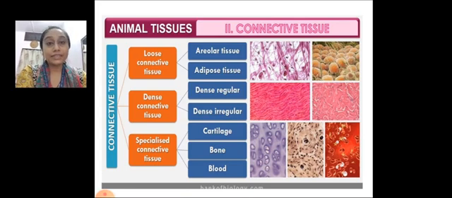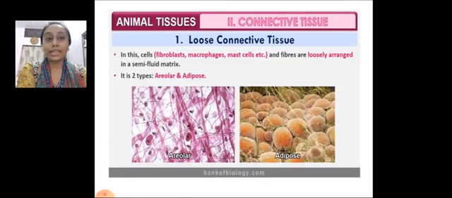The loose connective tissues are again divided into two types: areolar connective tissue and adipose connective tissue. Dense connective tissue is divided into dense regular and dense irregular tissue. Specialized tissue, where the matrix is a bit special, is divided into three types: cartilage, bone and blood. So let us first start with the loose connective tissue.